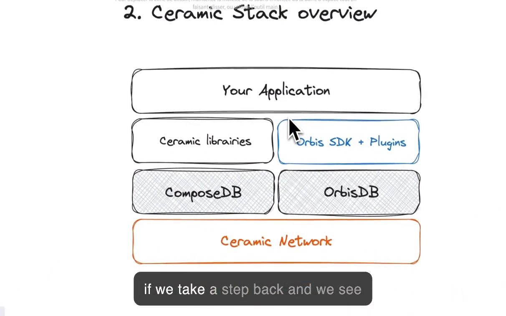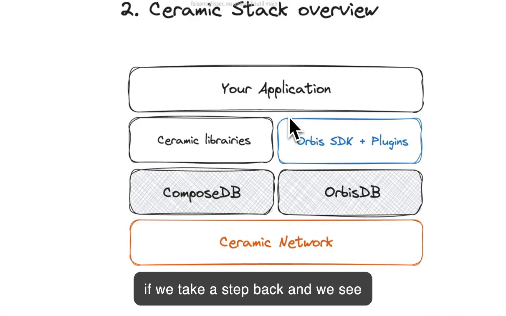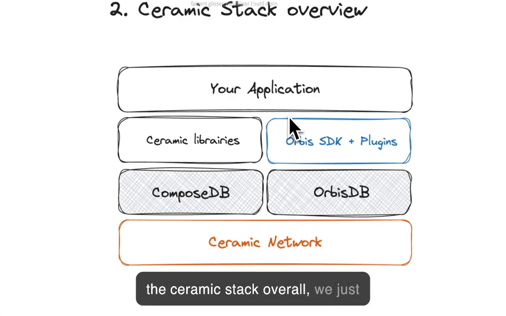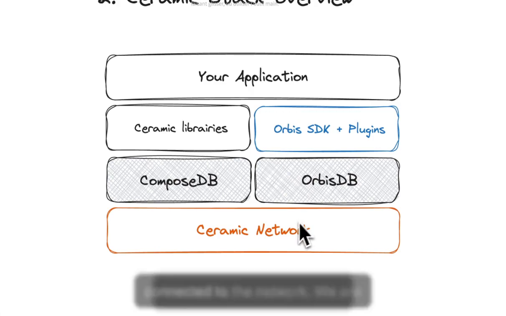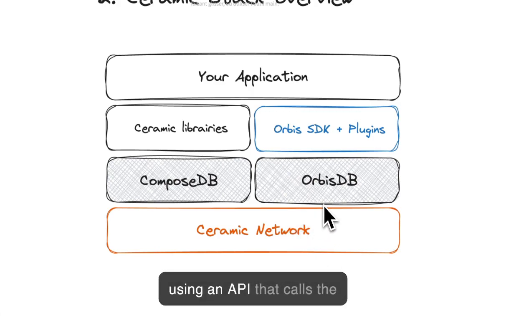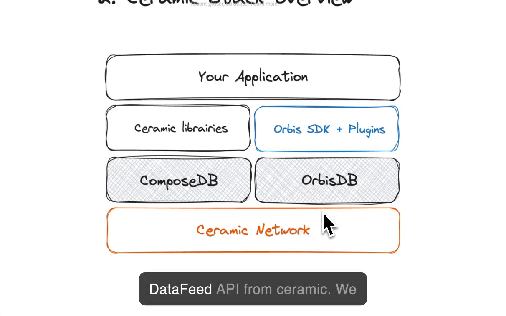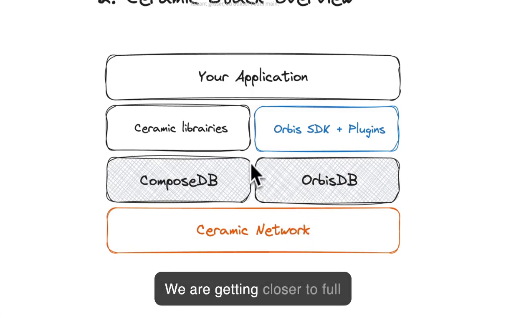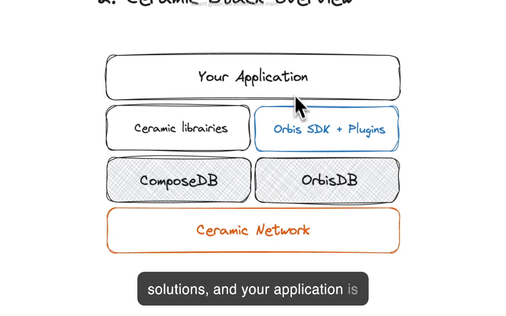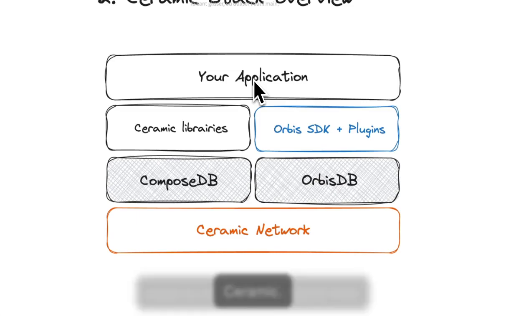Now, if we take a step back and look at the Ceramic stack overall, we just wanted to make it clear that OrbisDB is basically directly connected to the network. We're using an API that calls the data feed API from Ceramic. We are at the same level as ComposeDB. We are getting closer to full composability between the two solutions. And your applications are basically able to choose multiple ways to index your contents from Ceramic.